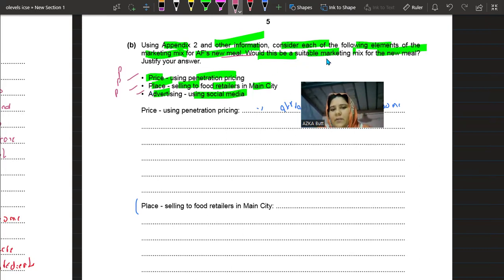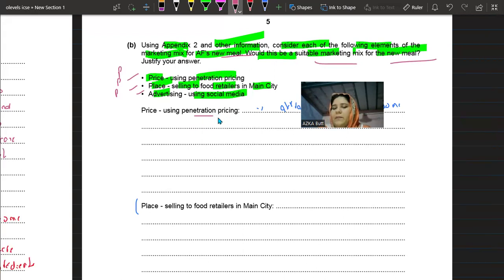Would this be a suitable marketing mix for the new meal? We have to see what kind of business it is. Maybe this business is targeting high income earners, and maybe it is a brand, so it means they cannot use penetration pricing. And we will see the other things also, whether this place is suitable for them or not, or maybe for advertisement.